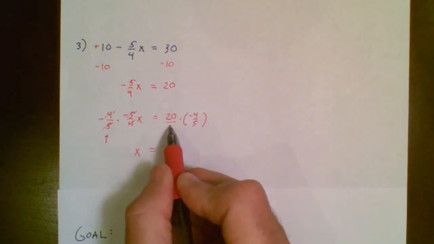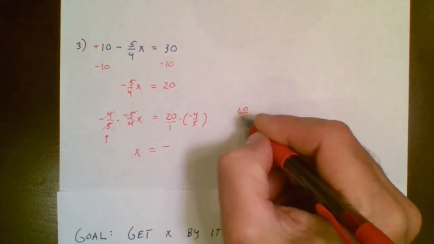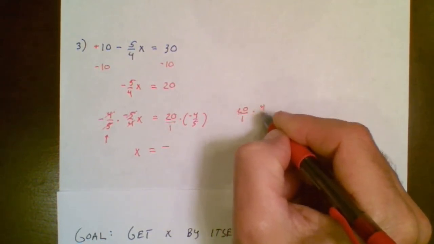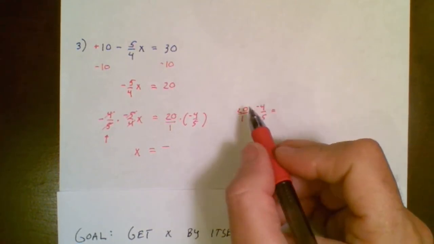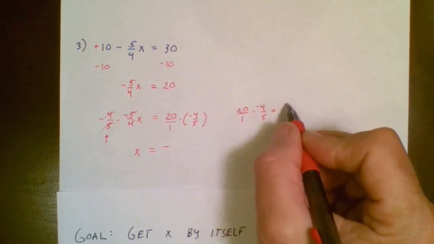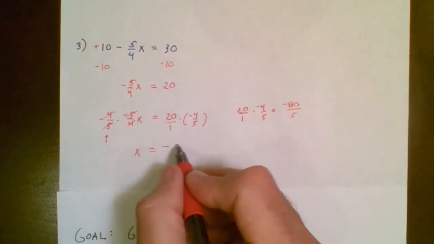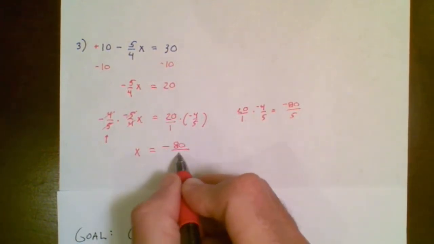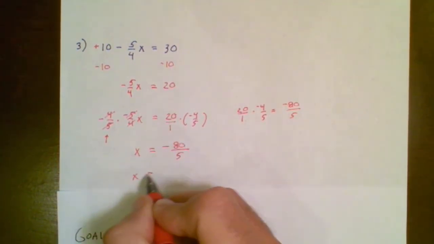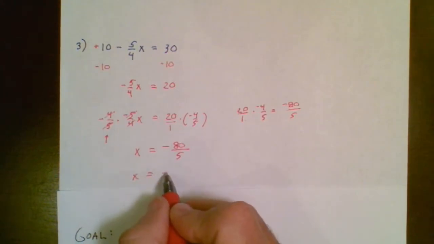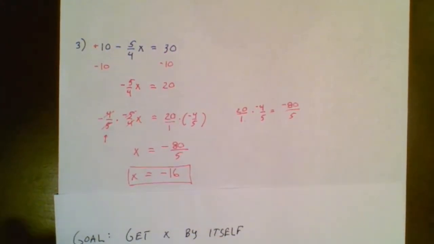If I want to, I can think of a 1 underneath there, and I can go off to the side of the paper. 20 over 1 times 4 over 5, and negative. I multiply the top. 20 times negative 4 is negative 80. 1 times 5 is 5. And if you go ahead and do that division on a calculator, you will find out that that is negative 16. That's your two-step equations.